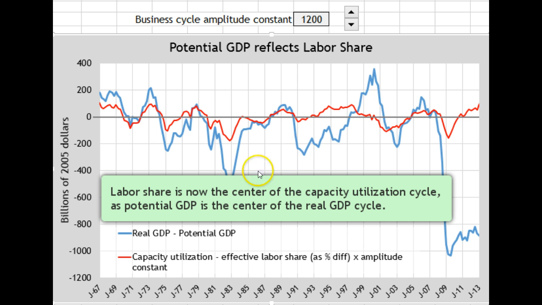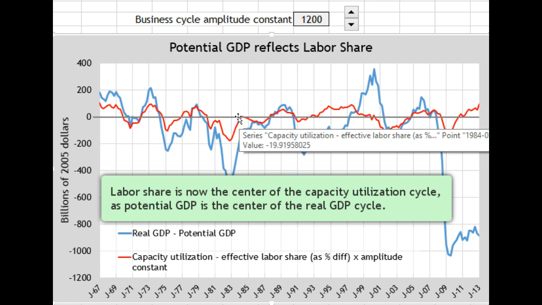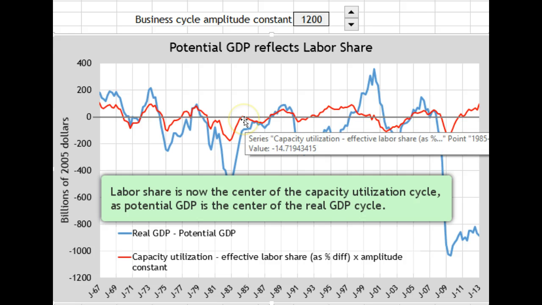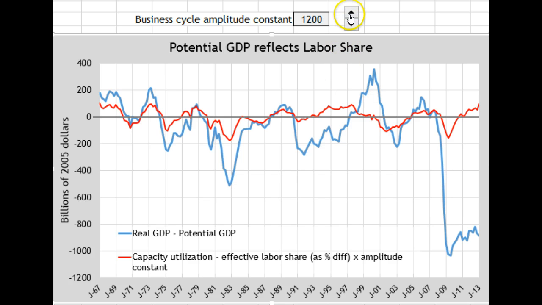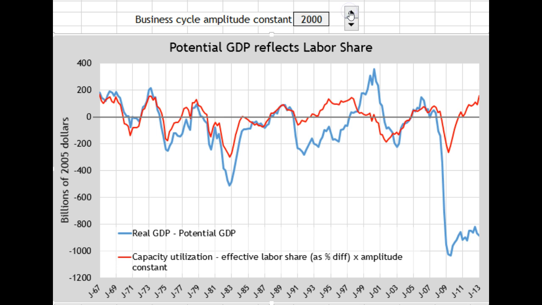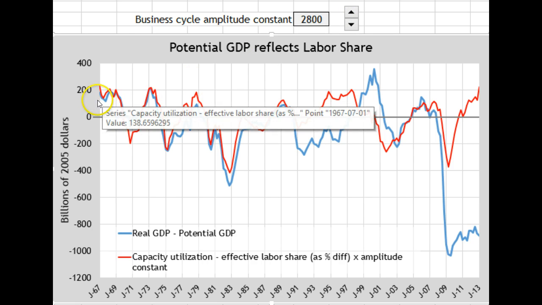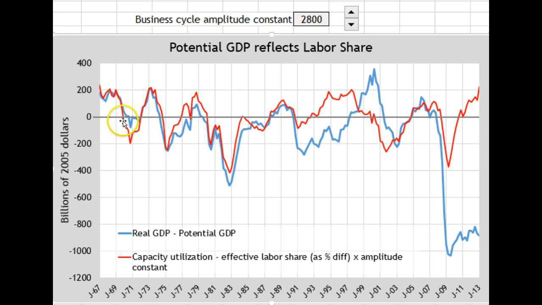Now before, potential GDP was the 0 line. Now effective labor share is the 0 line. That's the connection being made here, and that's how I'm going to show that potential GDP reflects labor share. So let's keep raising this constant. You can see that the lines are starting to come together. So now follow these lines. They move very close together.